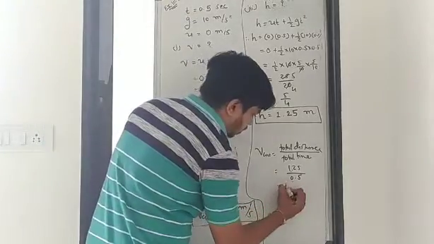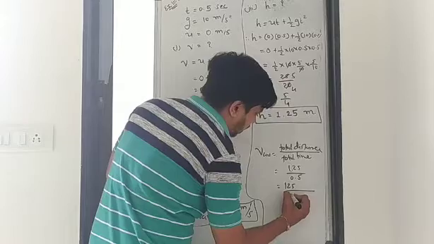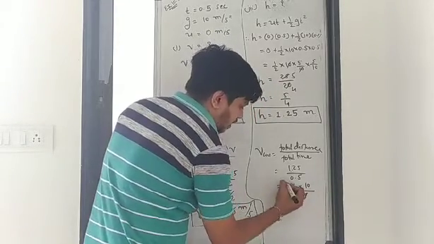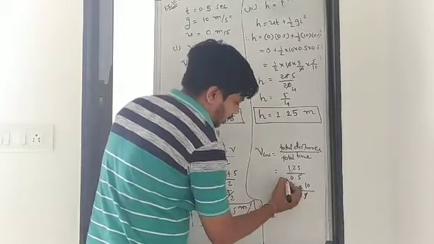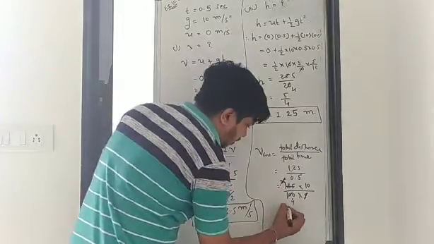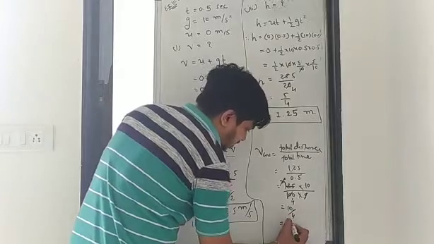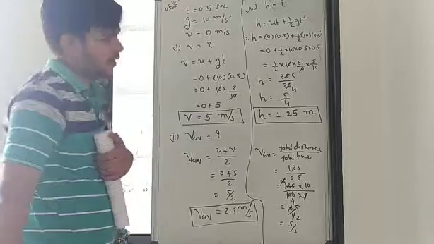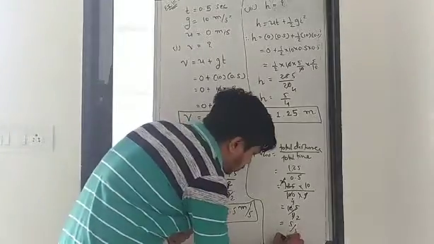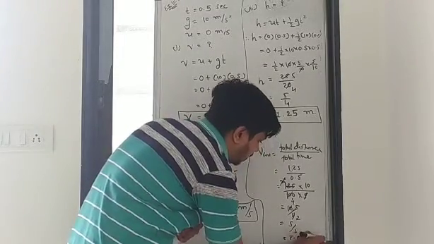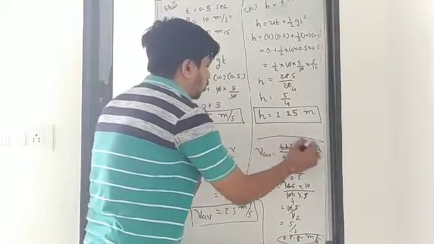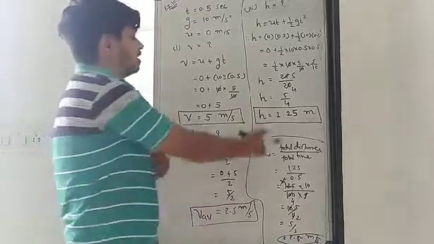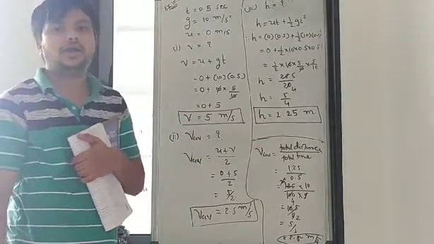Now remove the point, then 125 divided by 100, net 5, 10. 25 5s are 125, and 25 4s are 100. So it gives you 10 by 4, which is 5 by 2. 2 2s are 4, 5 2s are 10. So 5 by 2, which gives you 2.5 meters per second. So if you want to find V average by finding this h, then you can also find it.